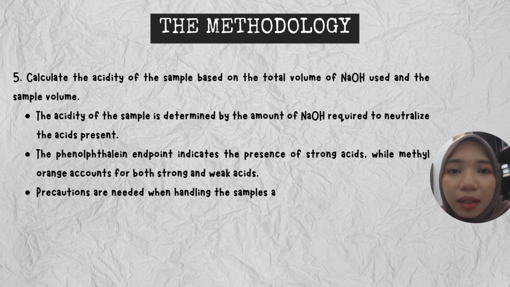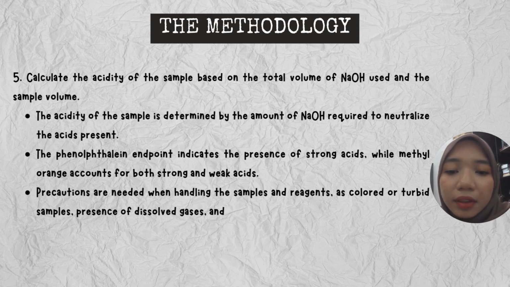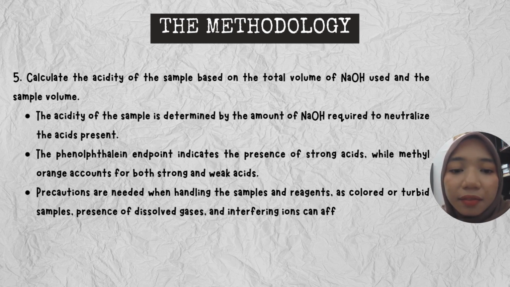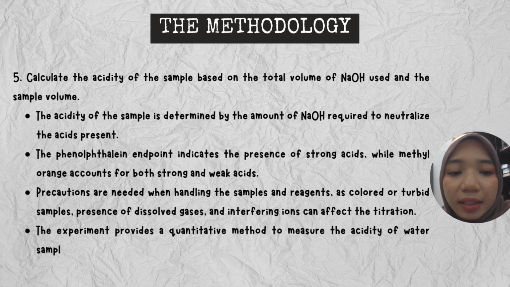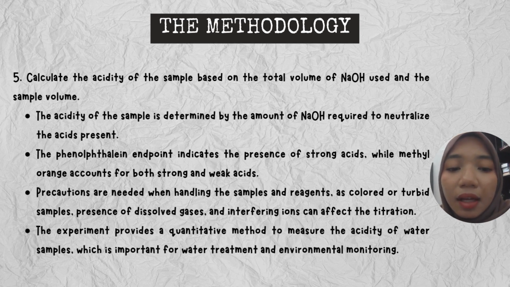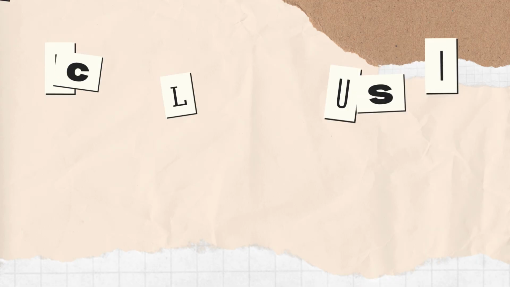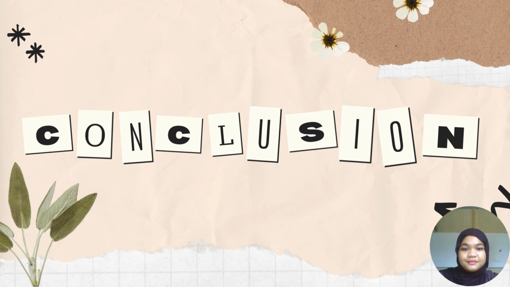Precautions are needed when handling the samples and reagents, as colored or turbid samples, presence of dissolved gases and interfering ions can affect the titration. The experiment provides a quantitative method to measure the acidity of water samples, which is important for water treatment and environmental monitoring. Next is the conclusion.